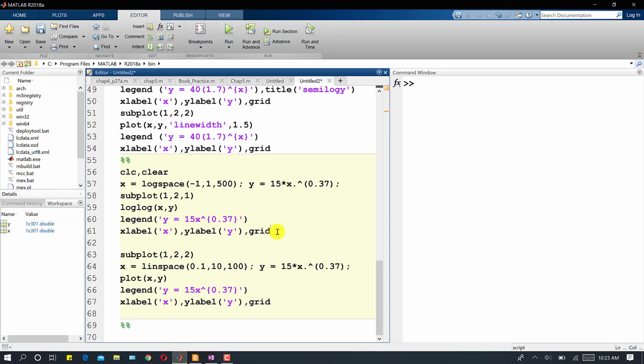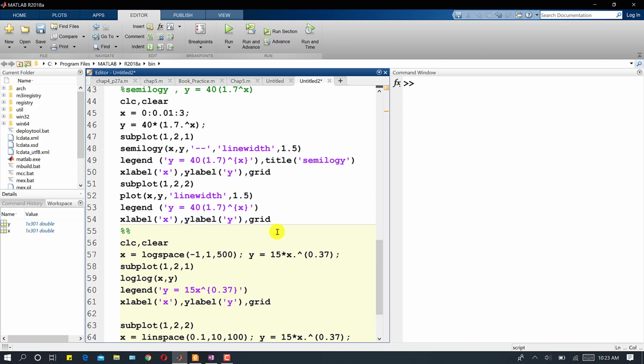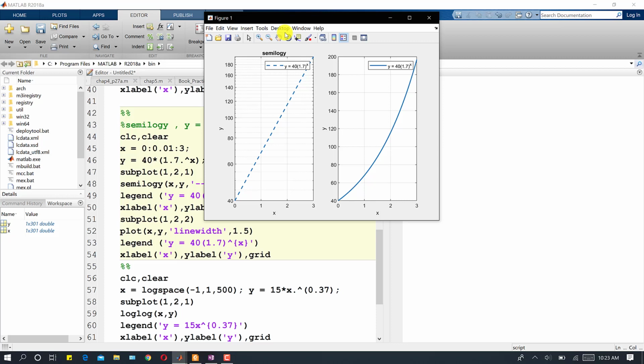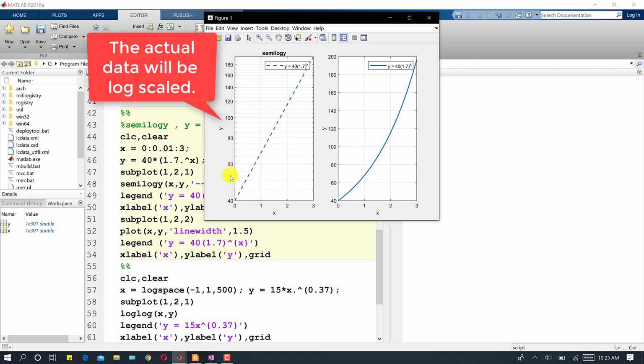Let me run this. As we can see, this is the semi-log y plot. We can see that these are the actual values. This is the actual plot. These are not logarithmically spaced values. So keep in mind that the data will always be the actual data. Let's suppose when x is equal to 0, the actual y value, or the y coordinate, is 40. And let's suppose we have 1.